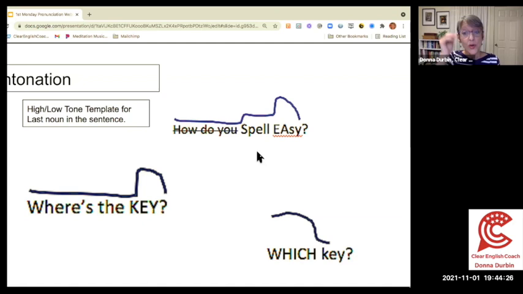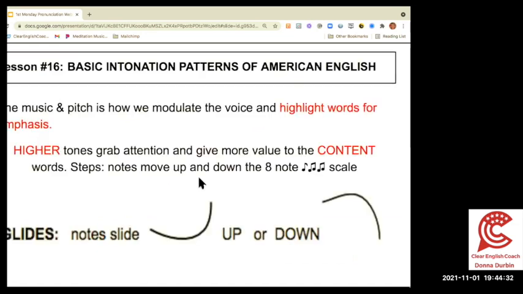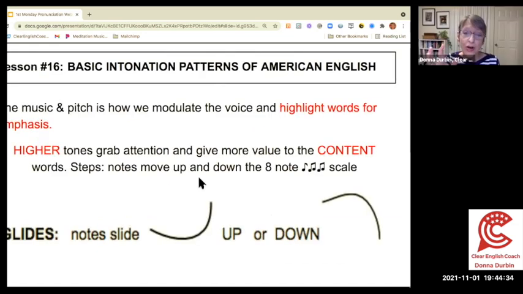If you want to go to the store, let's go. Let's go. Do you hear the go? So let's look at this. The higher notes are what give words emphasis. They grab our attention. So you want to think about notes that slide up, or go up and slide down.